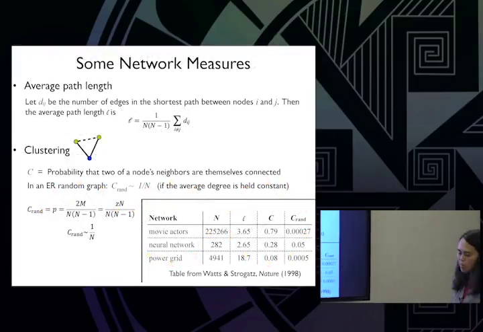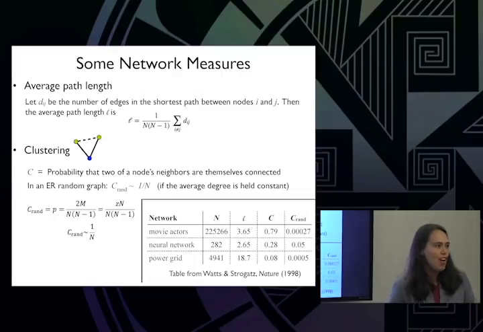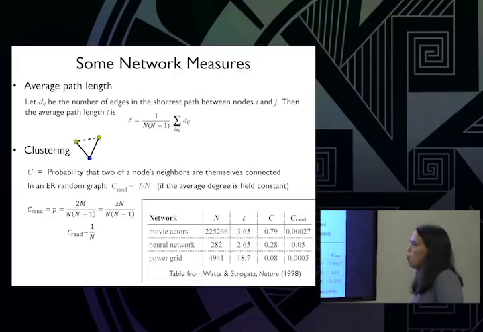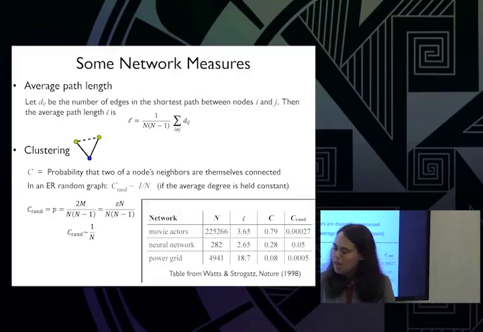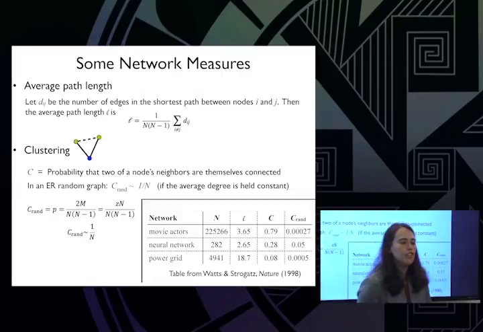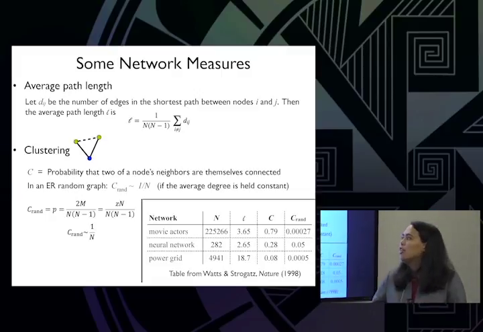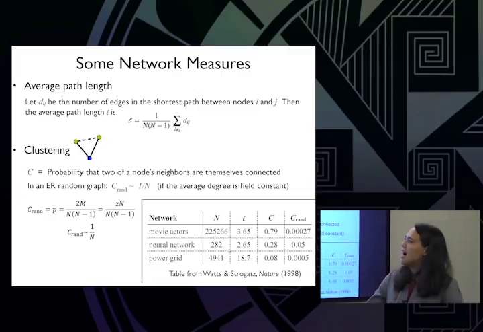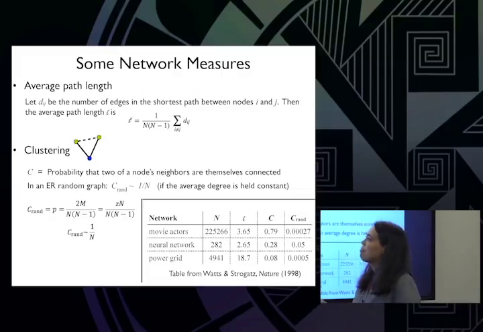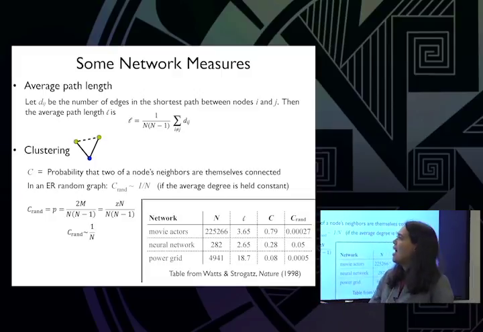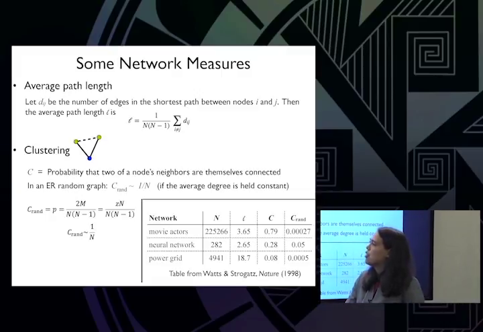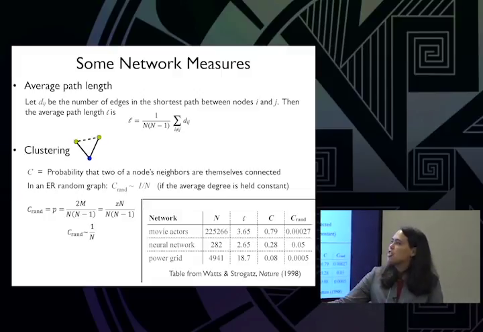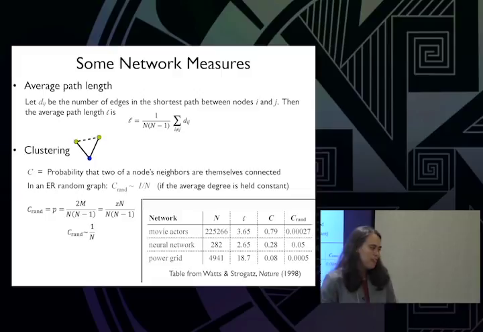Okay, so what are some things we might start to calculate on this graph? One thing that people were interested in early on is average path lengths. So I'm going to look at every pair of nodes i and j in the system, and let d_ij be the number of edges in the shortest path between nodes i and j. And then I just calculate, well, what is the average of that value?